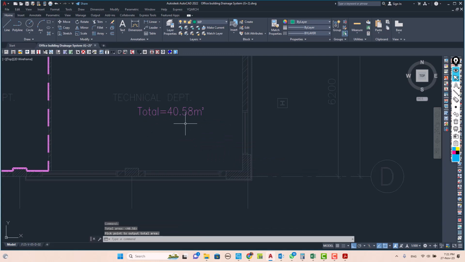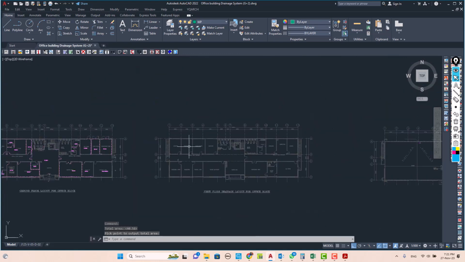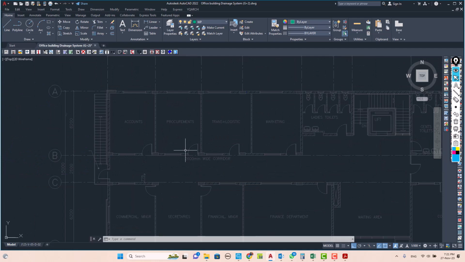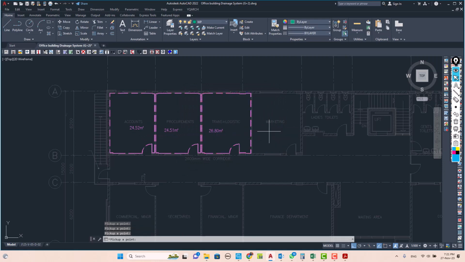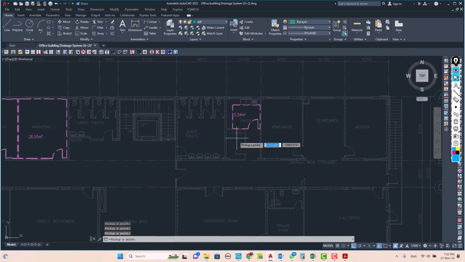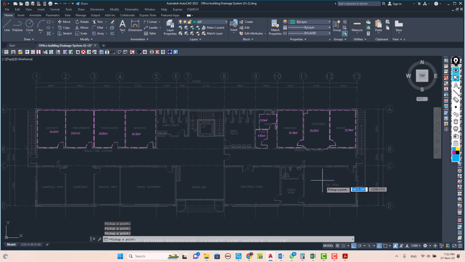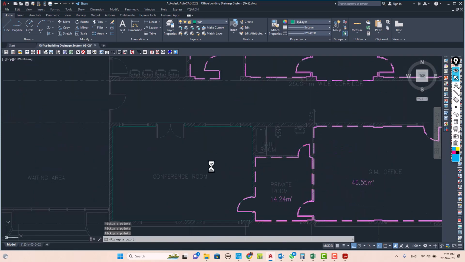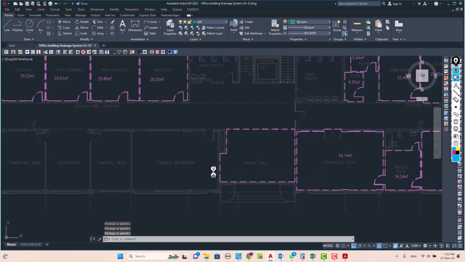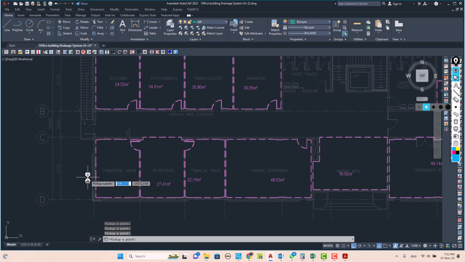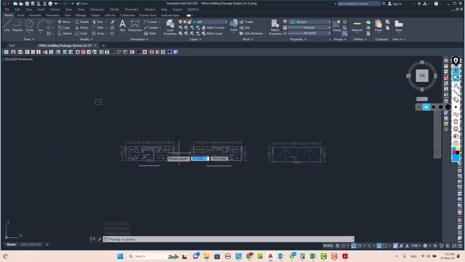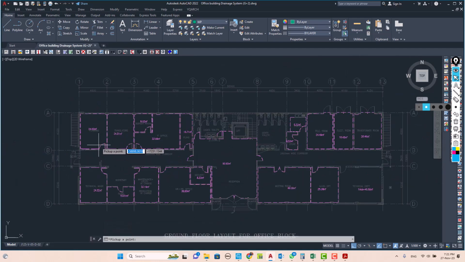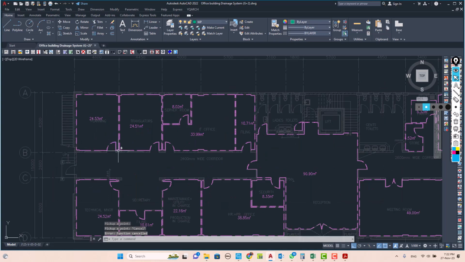See, total 40, right? Again this is the first floor, so again mj, enter, pick point, and all this one. See, it's very fast, no need to calculate the area one by one. Okay, here this is the roof, right? So now we can easily calculate the population.